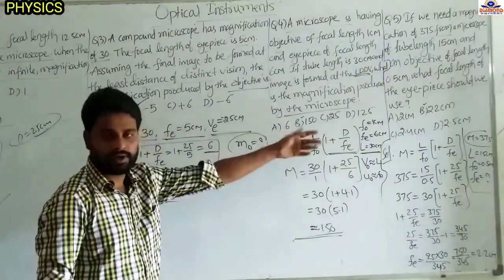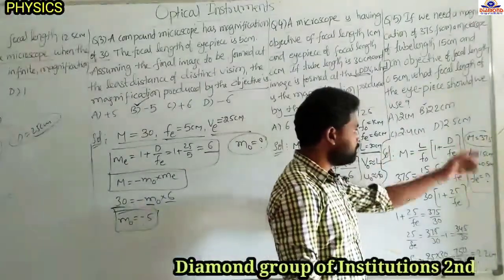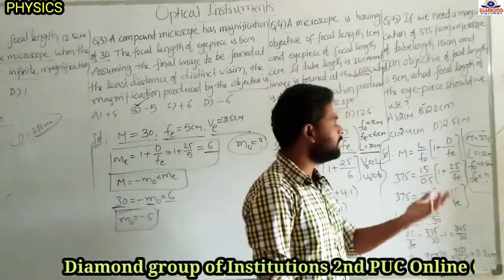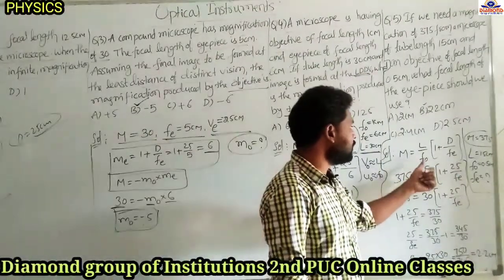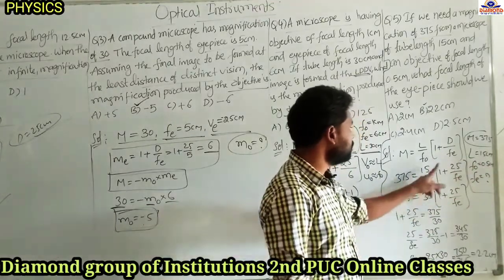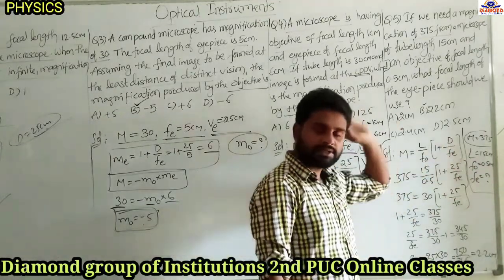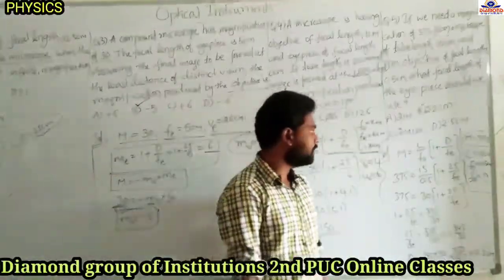Same thing that we did here, same formula. So m equal to L by f naught into 1 plus D by Fe. The m value we have to get is 375. L, the tube length, is 15. The focal length of the objective lens is given as 0.5, into 1 plus D, the least distance of distinct vision, we know it is 25, and Fe is nothing but the focal length of the eyepiece.